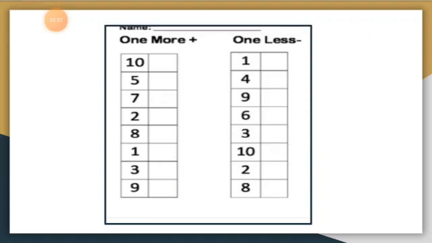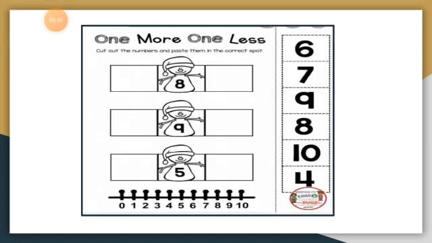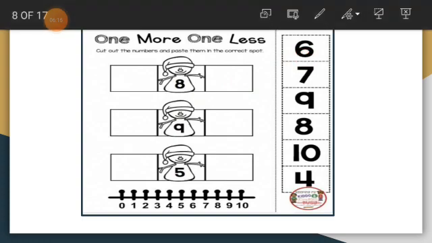Let me erase my work. Yes, here are some more numbers. Now we are going to find one more or one less, like add and subtract, using this number line. Can you see at the end there is the number line? 0, 1, 2, 3, 4, 5, 6, 7, 8, 9, 10. Using this number line, we can find out one more and one less. So you are going to add one number in 6, and then you are going to subtract one number from 6. Now let's solve it.